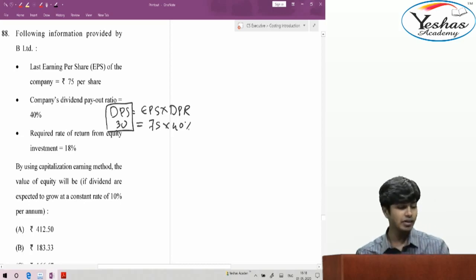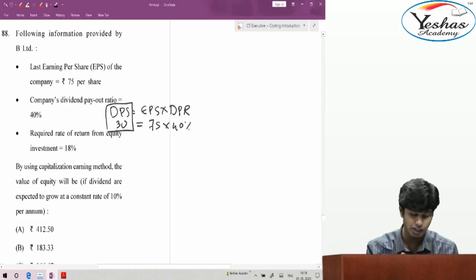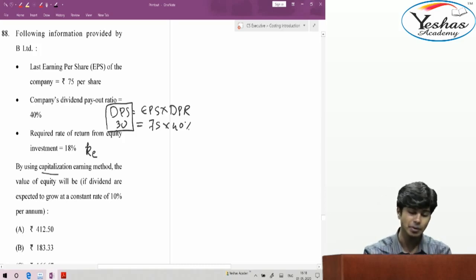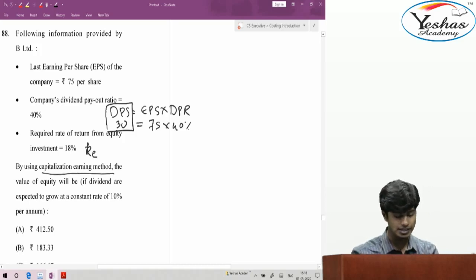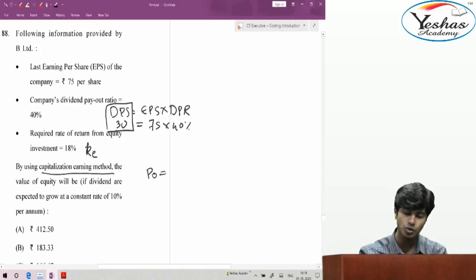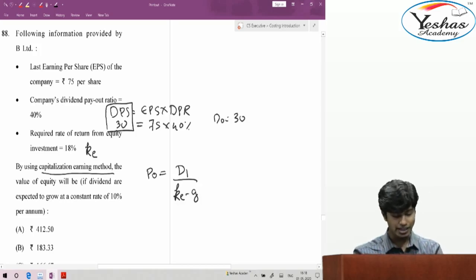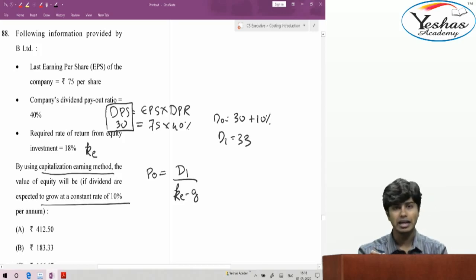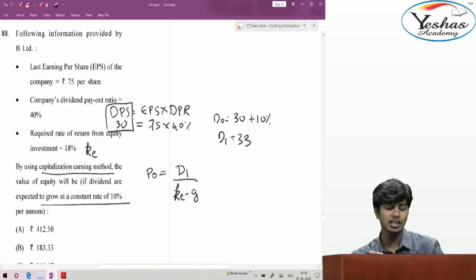Required rate of return on equity is 18%. This is KE. Cost of equity is 18%. They are asking for the capitalization of earnings model. What exactly is the valuation? We know the formula. P0 is equal to D1 divided by KE minus G. So what is D1? D0 is 30. They are expecting an increase. So what is the rate of growth expected? 10%. If I add 10%, I will get D1, 33. Current year the dividend is 30, the growth rate expected is 10%.